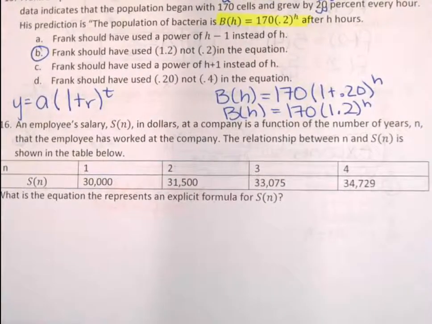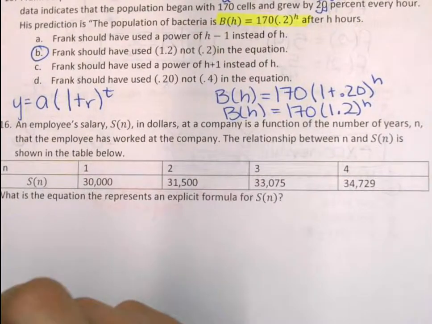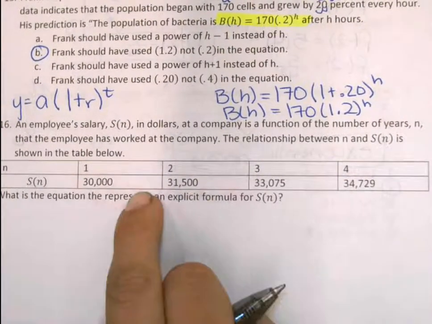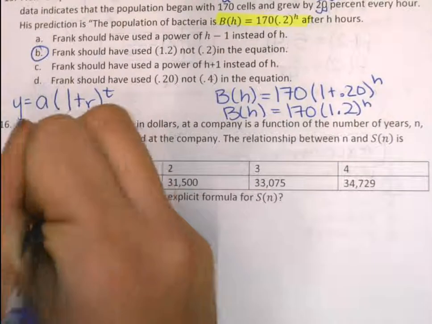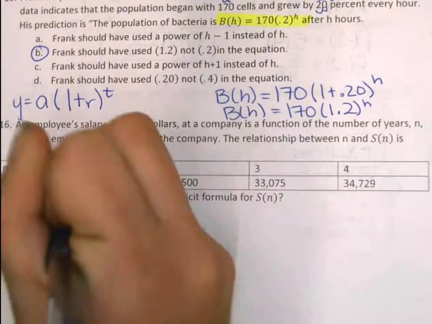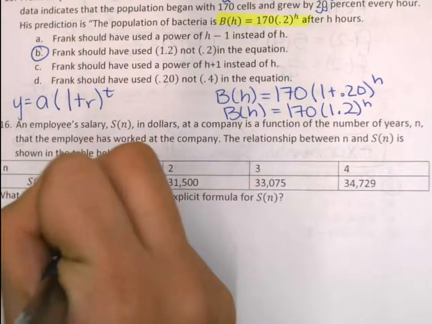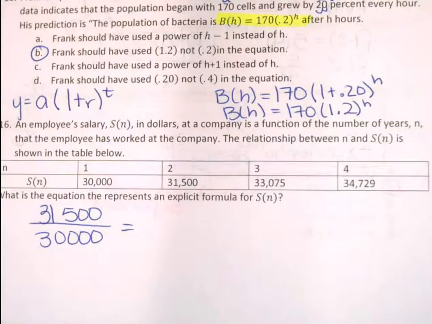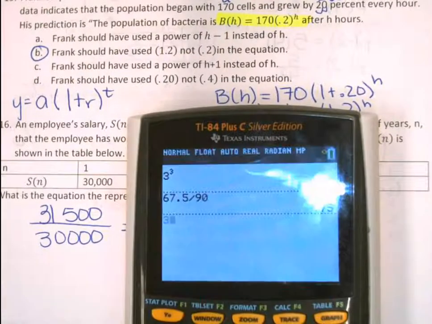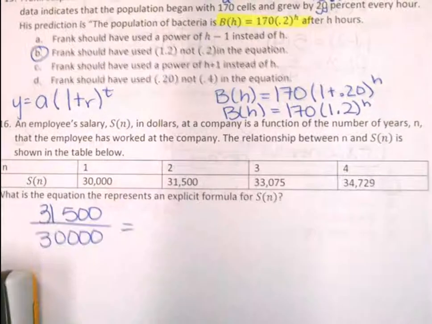On this one, it tells me that they work at a company and they make more money the longer they work. We need to come up with the equation for how long they work. So just like I did on number 10, I'm going to take my second number and divide by my first number. So I'm going to do 31,500 divided by 30,000. Gives me 1.05.